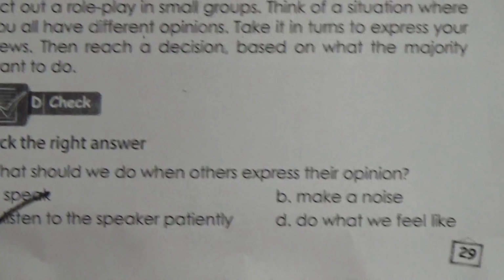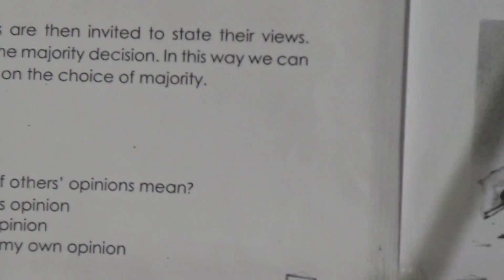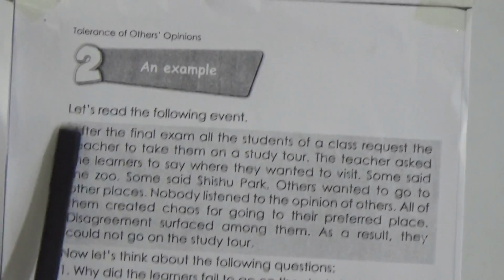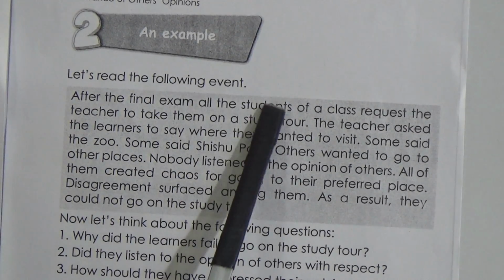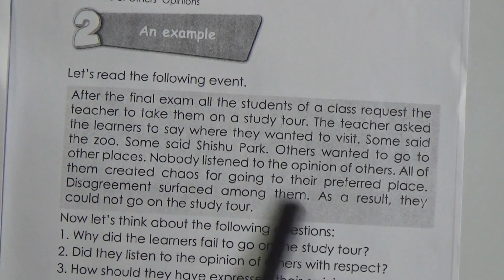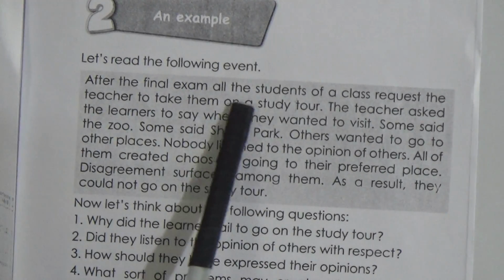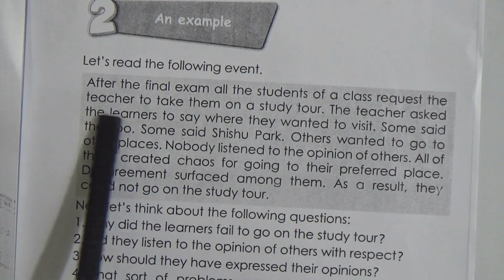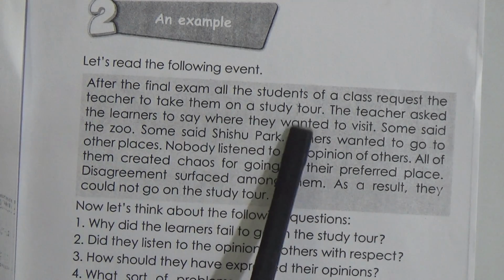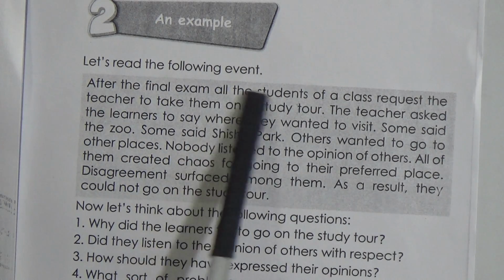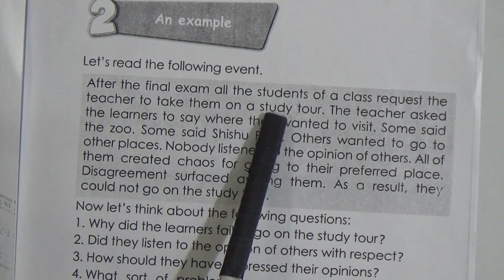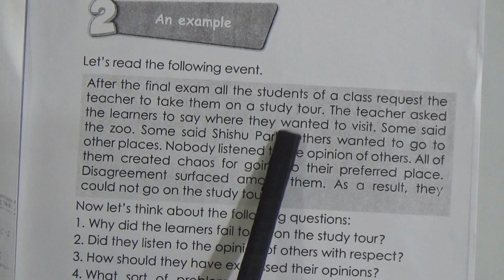And now we will go to page number 30. Here is lesson 2, and the name of that lesson is An Example. Okay, this is lesson 2, an example. Let's read the following event. So we will read the following event and then we will find the answers through some questions. After the final exam, all the students of a class request the teacher to take them on a study tour. That means after the final exam, all of the students requested their teacher to let them go on a study tour.